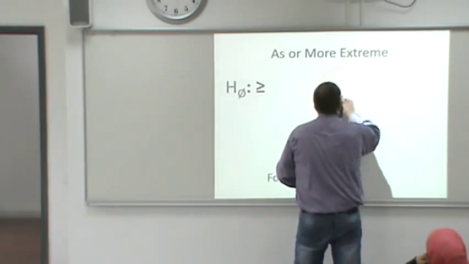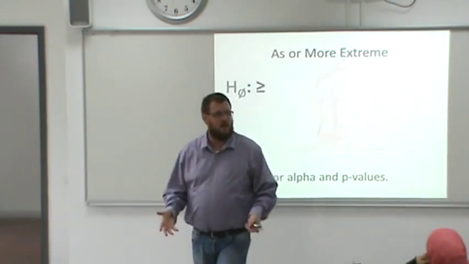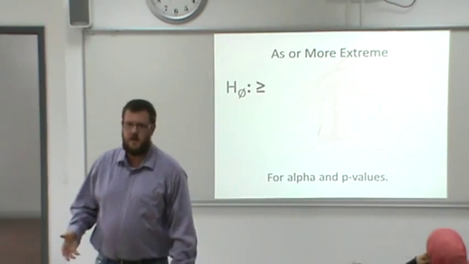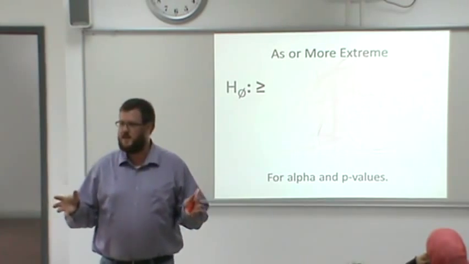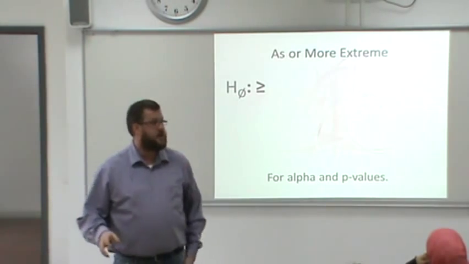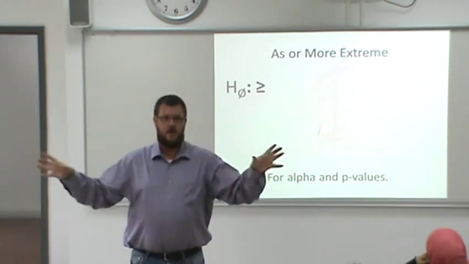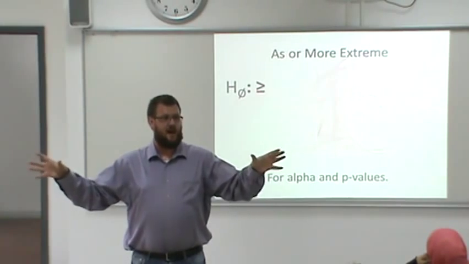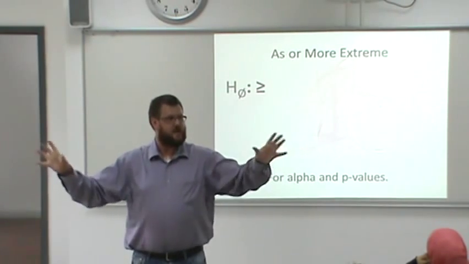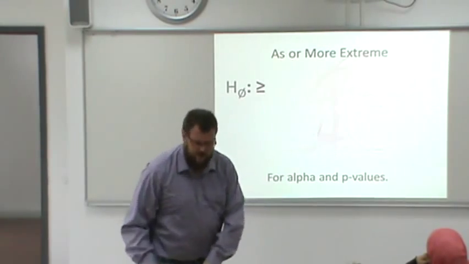Okay, so as or more extreme. This is an important question, not only for the p-values, but for alphas as well. Right? We talked about alphas. So an alpha of 0.05. What we're saying is with a non-directional hypothesis, we're putting half of our alpha on each tail. Right? If we have a directional hypothesis, where are we going to put the alpha? Well, we're not going to put it on both tails because we're only interested really in one of the tails. So we're going to put all of our alpha in one tail.